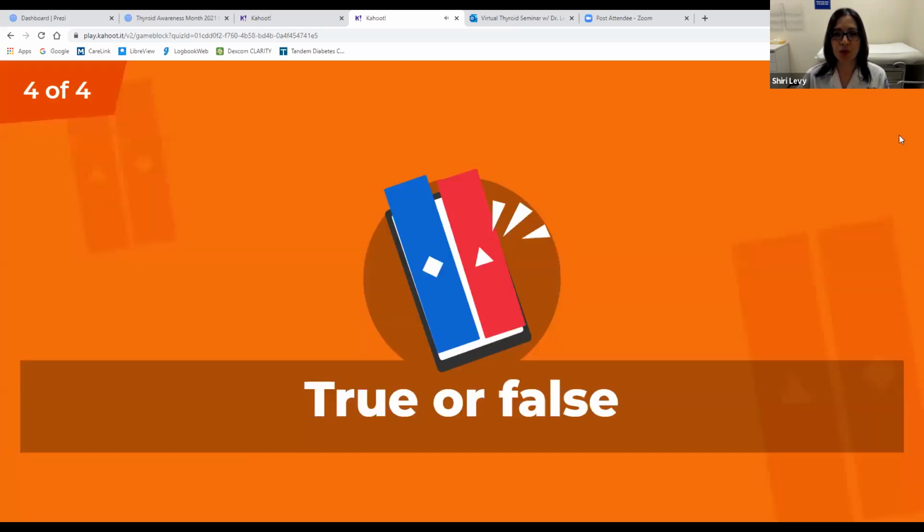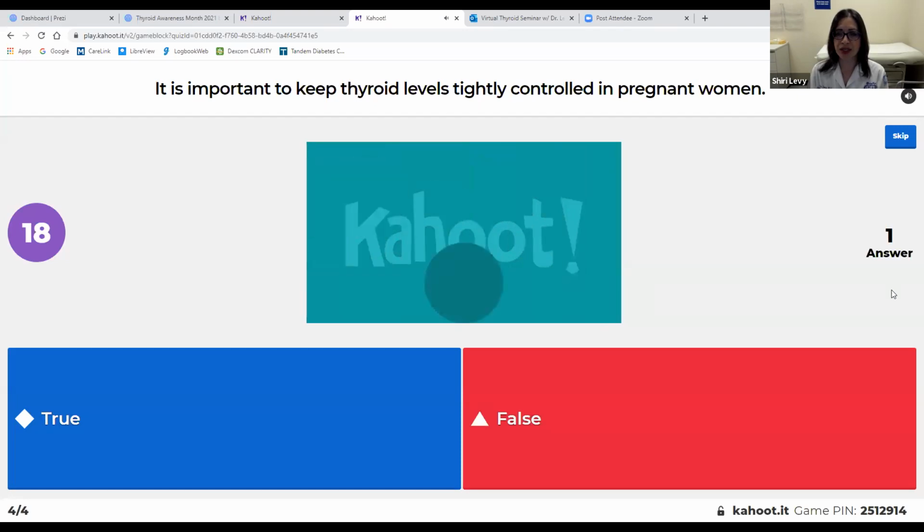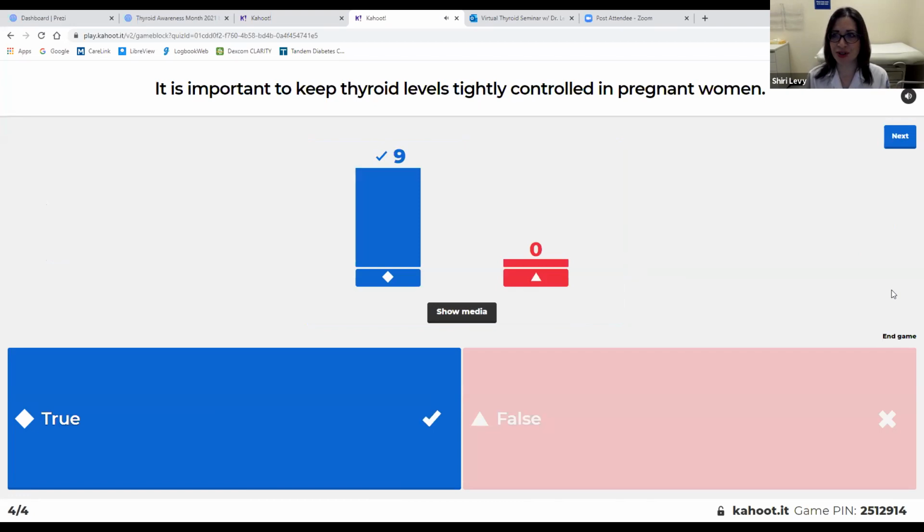Okay. I think we have one more. This is a true or false. It is important to keep thyroid levels tightly controlled in pregnant women. Very good. You guys did great. It is absolutely imperative that thyroid levels are well controlled in our pregnant women.